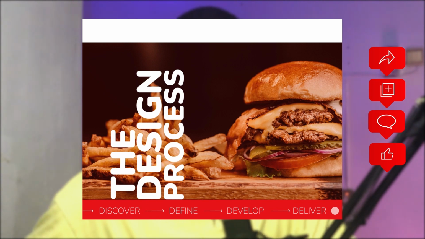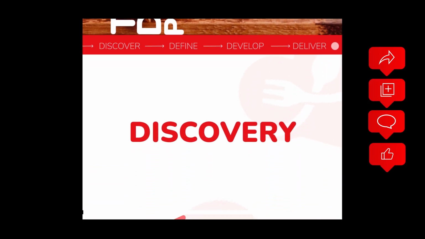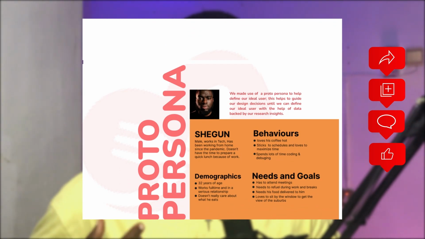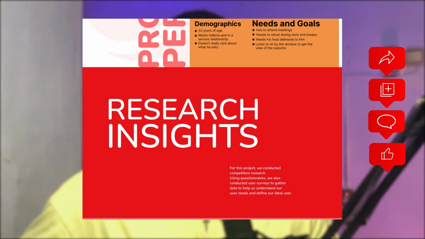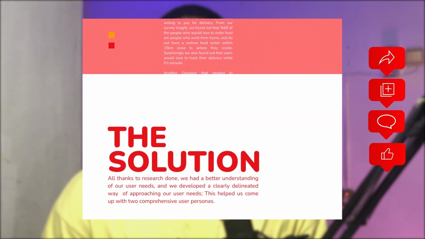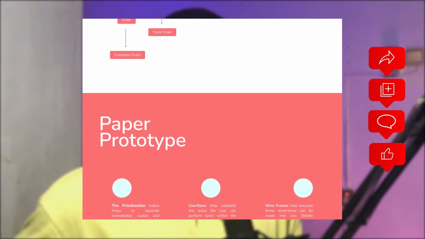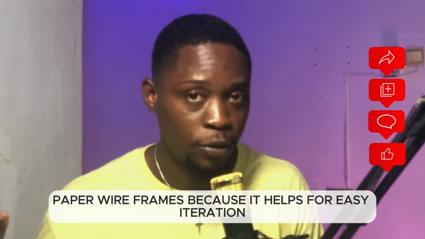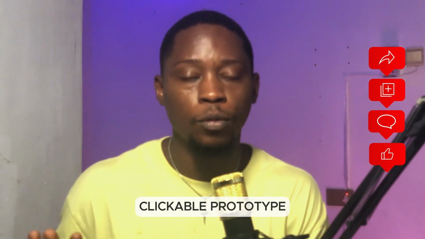For me, my design process has been segmented into 4 parts: discover, define, develop, and deliver. In the discovery phase, I introduce my ideal user, talk about the research methods that I used. I also talk about the insights gotten from research and how I understood the problem. In the definition phase, I talk about the solution, and this is where I get to show my user flows, content strategy, and wireframes. Pardon me, I use paper wireframes because it helps for easy iteration. Under the define phase, I also show my low fidelity clickable prototype.